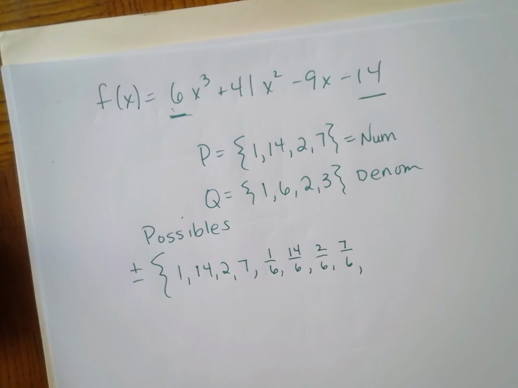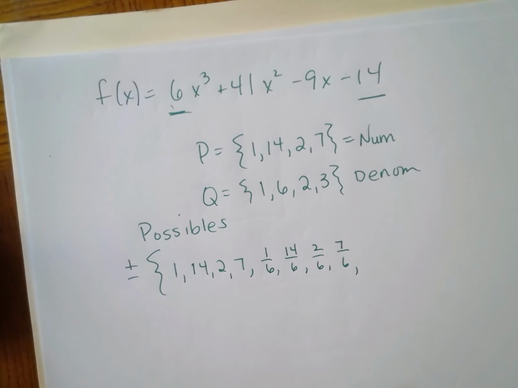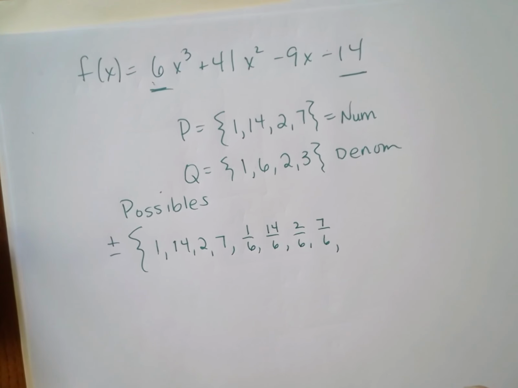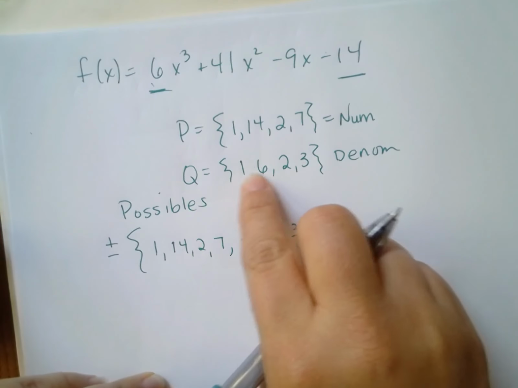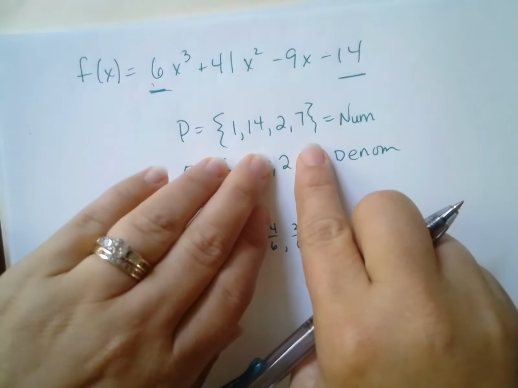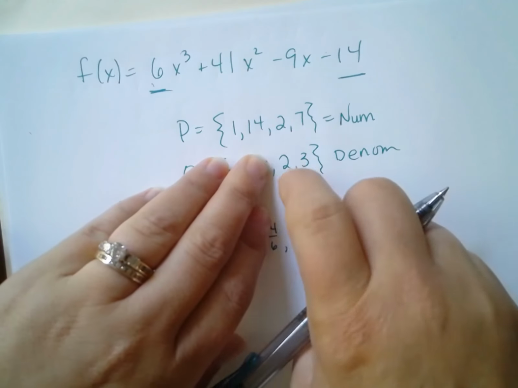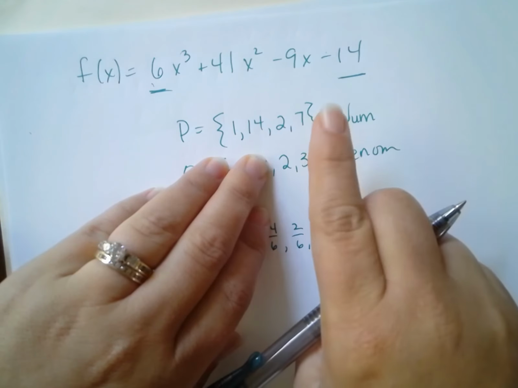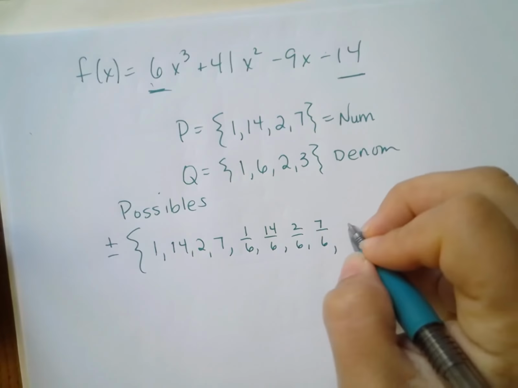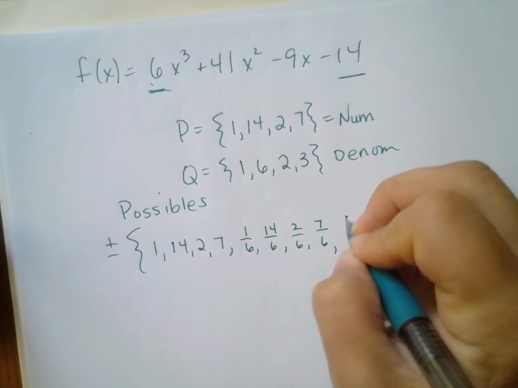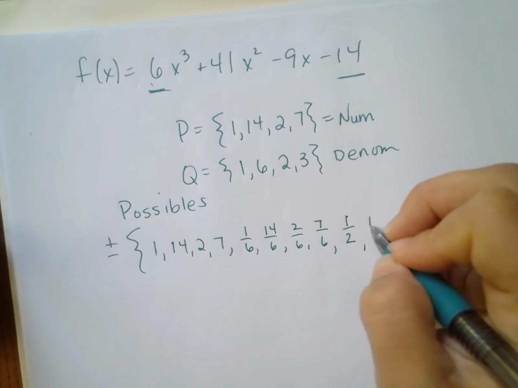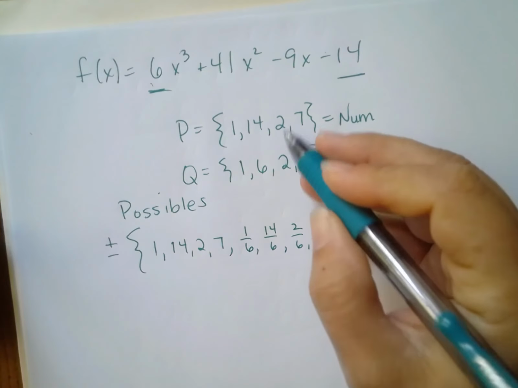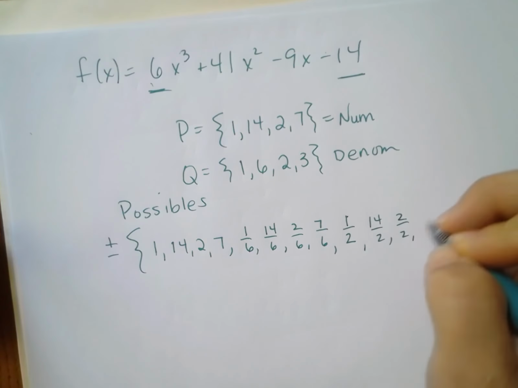Okay, now I'll simplify them and cross out any that repeat, because occasionally we get some that show up more than once. The next denominator, going systematically from left to right, is 2. So possibles are 1 over 2, 14 over 2, 2 over 2, and 7 over 2.